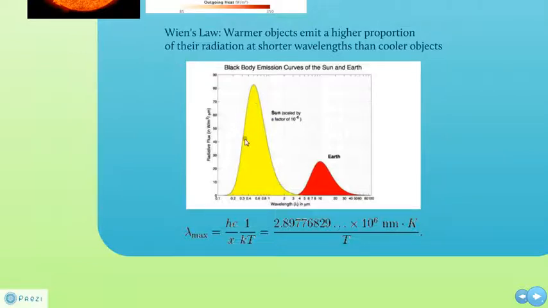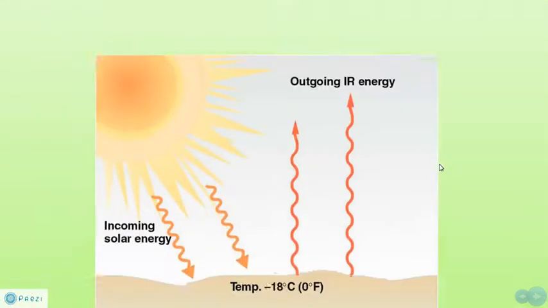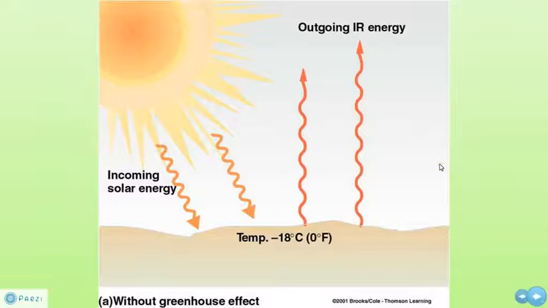So the sun emits a lot of radiation at short wavelengths that we can actually see, and the Earth emits radiation at longer wavelengths that we often call infrared wavelengths or heat radiation. And those are wavelengths that we can't see. Our eyes are not tuned to see such long wavelengths, just like we can't see radio waves and other longer wavelengths of radiation.